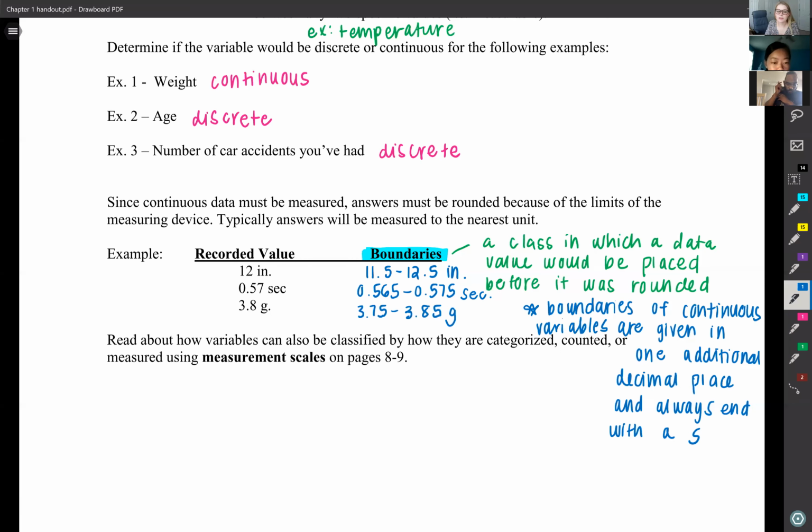So it just comes into play because continuous data is measured, and obviously there are limitations of every measuring device that you have, whether it's a scale or a clock or anything that you're using. So it's just good to understand that there are limitations to things and that things get rounded. So even though this is what your device recorded, this is what it could have been. I believe there's also some practice with this in the homework.